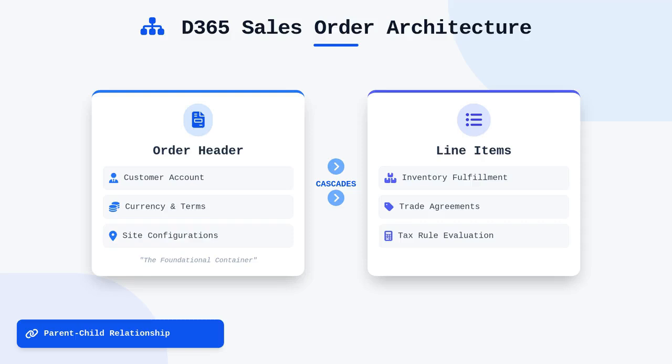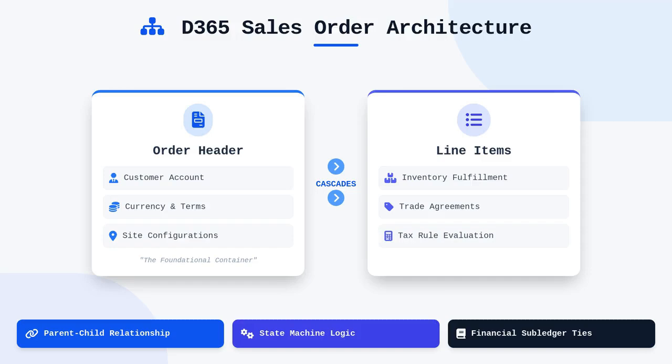Developers and functional consultants alike should view this structure as a state machine where the header tracks the overall status of the document, while lines track the inventory fulfillment lifecycle. Understanding this distinction is essential because financial subledger entries are often tied to specific line-level actions rather than the order as a whole.